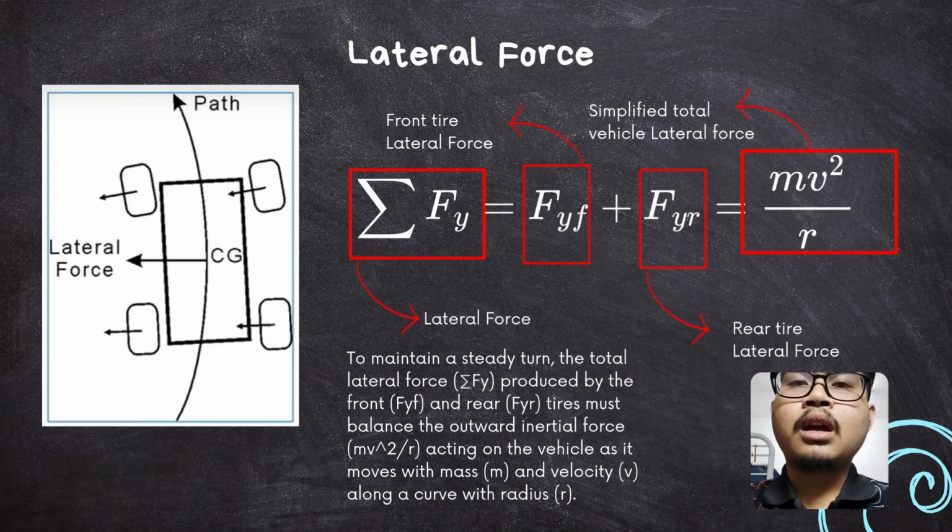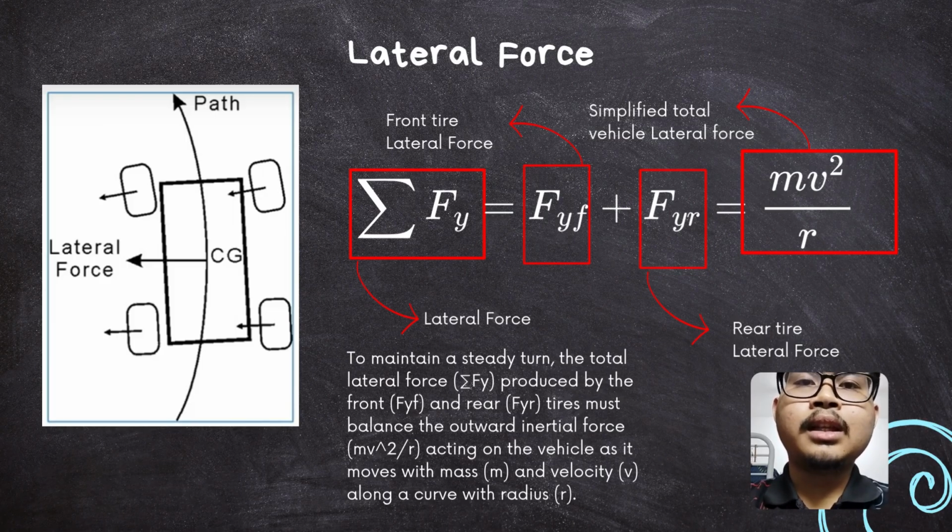Okay, next for the calculations using the lateral force formula. The equation for the lateral force is the summation of Fy is equivalent to Fyf plus Fyr, or equivalent to mv square over r. Summation of Fy is the total lateral force, equivalent to Fyf, the front tire lateral force, plus Fyr, the rear tire lateral force, or equivalent to the simplified total vehicle lateral force, which is mv square over r.